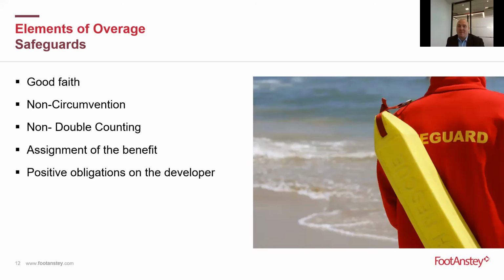Or it could be, as Becki illustrated in the previous case, where payment isn't made until the sale of the last house, but the last house is never actually sold. So a non-circumvention clause can be a good way of dealing with that. And I think, Becki, you've got another good example of where that might have come into play.